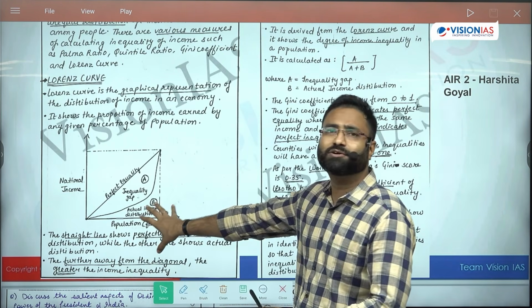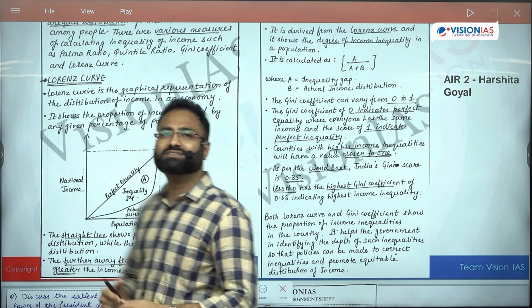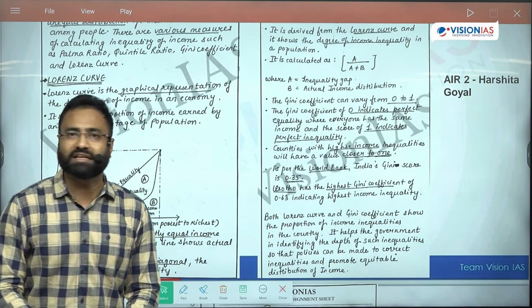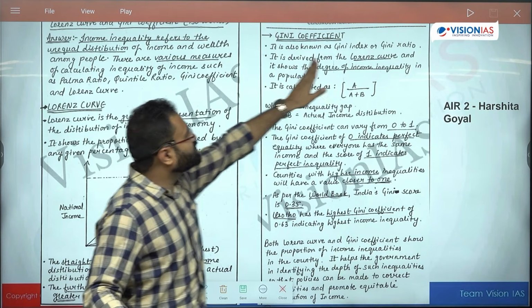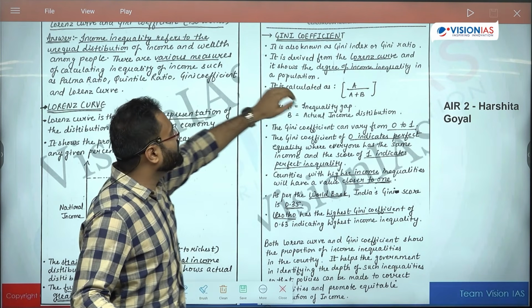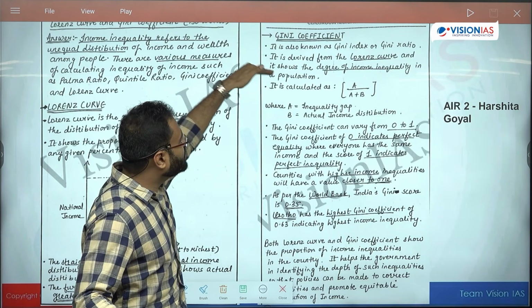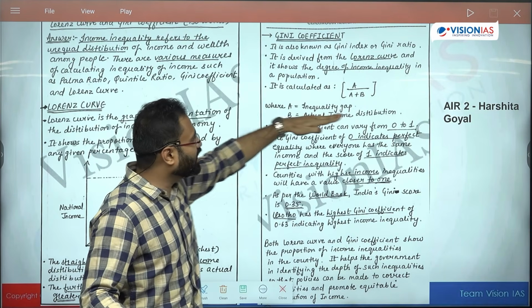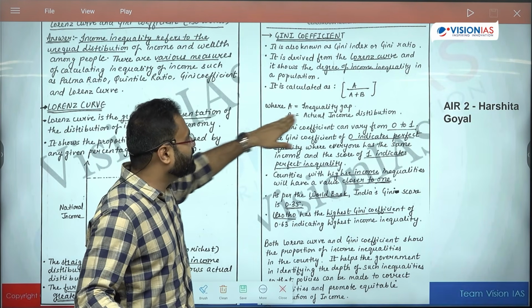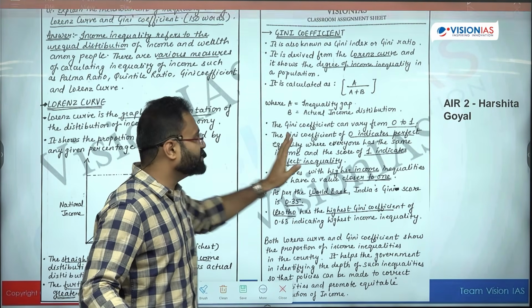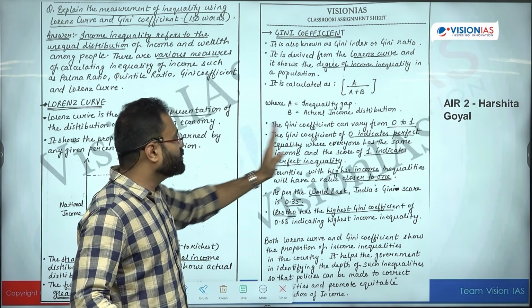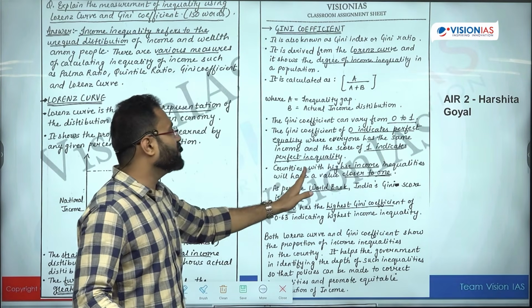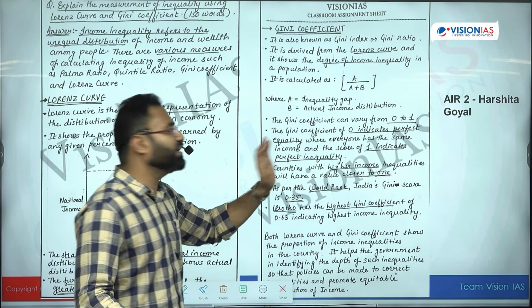And she has beautifully incorporated these pointers that highlight her awareness about income inequality. Similarly, talking about the Gini coefficient, it is also called the Gini index or the Gini ratio. It is derived from the Lorenz curve. She has talked about how it is calculated as A divided by A plus B, and then she has talked about the range value. It is ranging from 0 to 1. 0 represents perfect equality and 1 represents perfect inequality.